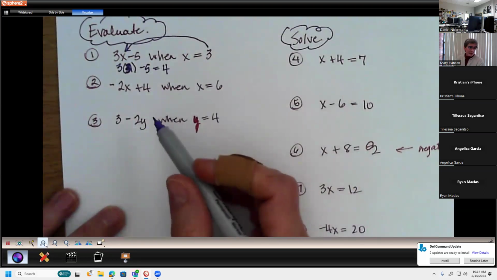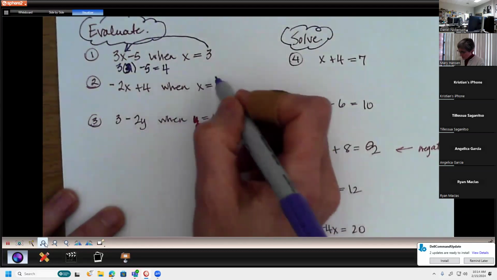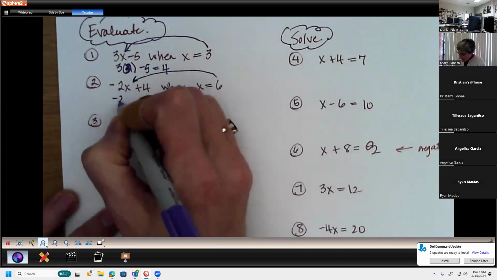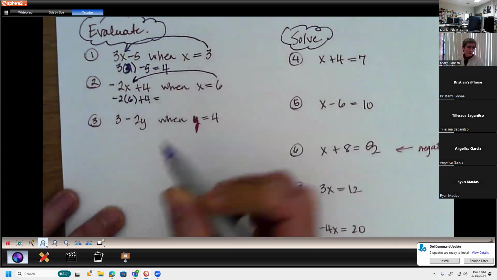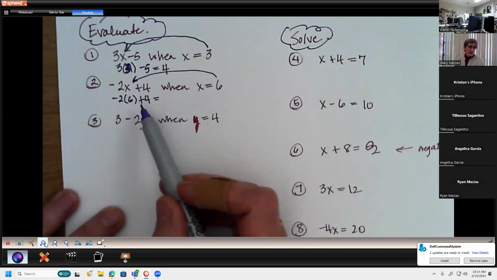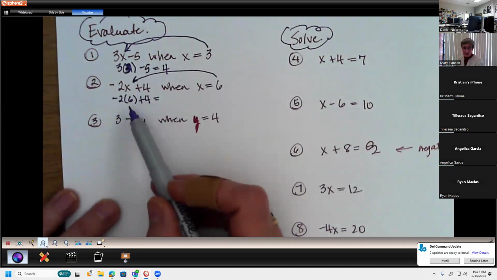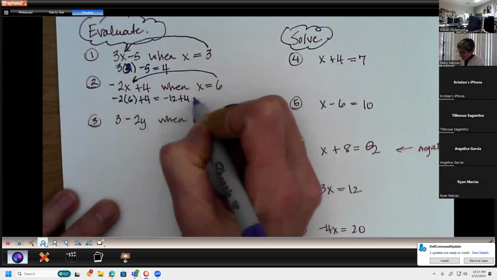Okay. I'll go through 1, 2, and 3, and then we'll see if you got any questions about those. Number 2, I'm going to put 6 in for x. So I'm going to put -2 times 6 plus 4. And again, I'm going to multiply before I add. -2 times 6, and negative times a positive, the signs are different. So that's going to be negative. 2 times 6 is 12. So I end up with -12 plus 4.